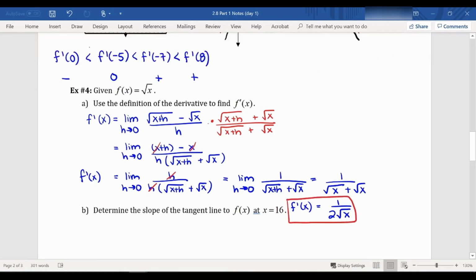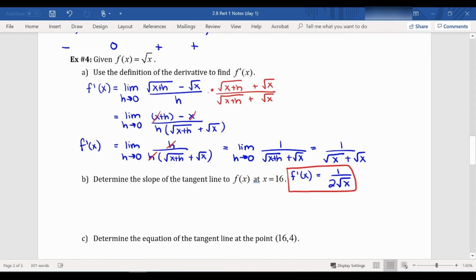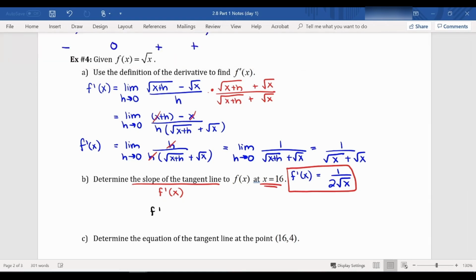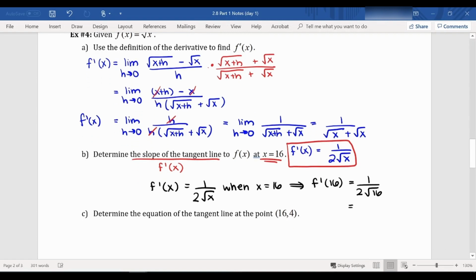Okay. Now, the next part is saying determine the slope of the tangent line. Well, all the slope of the tangent line is f prime. That's all that is. We already found f prime, and it's giving us an x value. So if I want to find f prime at 16, I'm being asked to find f prime of x when x is 16. This means I'd be finding f prime of 16. So I can plug 16 into my f prime, which gives me 1 over 2 times 4, or 1 over 8.